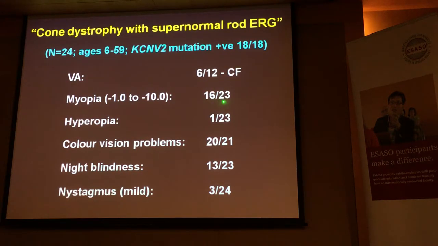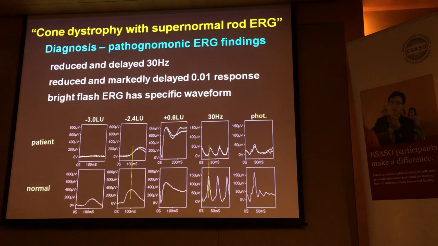Many of them are myopic, one or two microphthalmic, with color vision defects, not surprising because they've got maculopathy, some night blindness, and one or two patients with nystagmus. They have a distinctive phenotype. With a very dim flash, there's no detectable ERG. Usually around the ISO standard, there is an ERG detectable, but it's profoundly delayed.